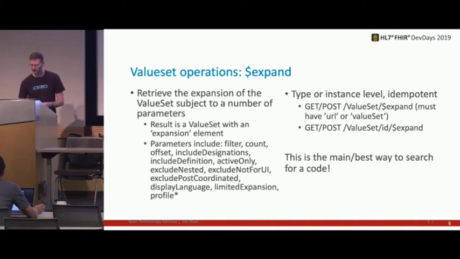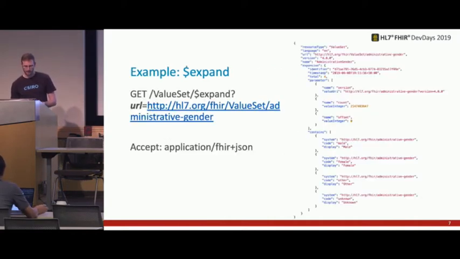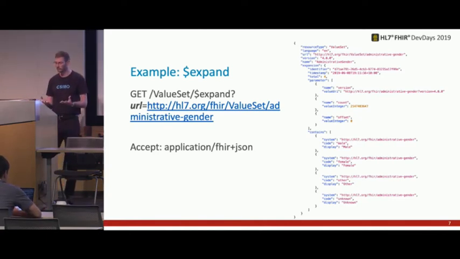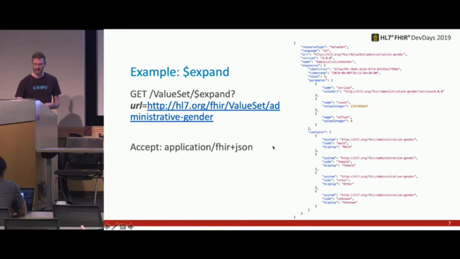So as a couple of examples of this, this is a simple expand request of the administrative gender value set, which is a very small value set. It's only got 4 codes in it. They all come from the same code system. So we can send that just as a GET request. We can tell it we want JSON back. We could equally tell it we want XML back.